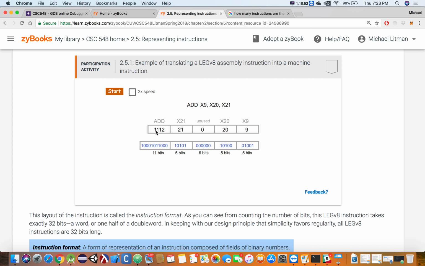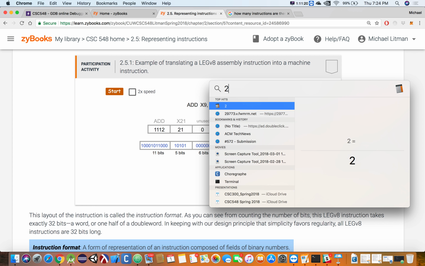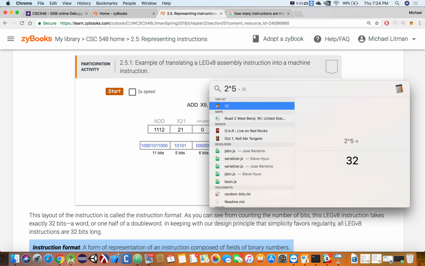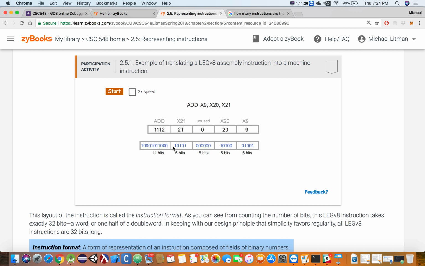Then we convert that to binary and fill the spaces. Here's the 11-bit version of 1112. Here's the 5-bit version of 21. So with our registers, this is register space, this is register space, this is register space. What's the most number of registers an ARM architecture can support? 2 to the 5th, right? 32 registers.